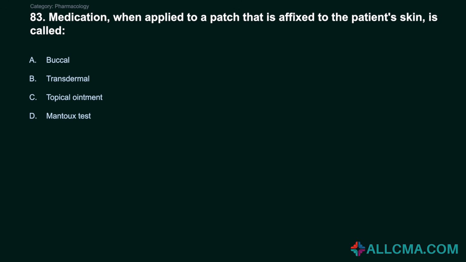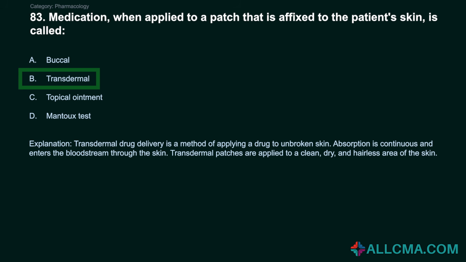83. Medication, when applied to a patch that is affixed to the patient's skin, is called A. Buccal. B. Transdermal. C. Topical ointment. D. Mantoux test. Correct answer, B. Transdermal. Transdermal drug delivery is a method of applying a drug to unbroken skin. Absorption is continuous and enters the bloodstream through the skin. Transdermal patches are applied to a clean, dry, and hairless area of the skin.